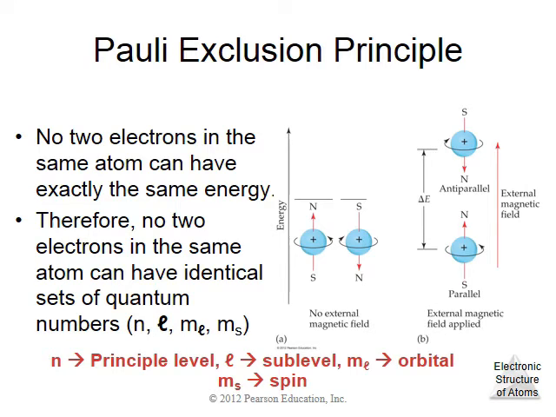Pauli exclusion principle tells us that no two electrons in the same atom can have exactly the same energy. And no two electrons in the same atom can have identical set of 4 quantum numbers, n, l, ml, and ms. So in the same orbital, if two electrons have n, l, ml values the same, then these 2 electrons must have different ms values. One will have to have plus half, the other one will have to have minus half. And that's Pauli exclusion principle.